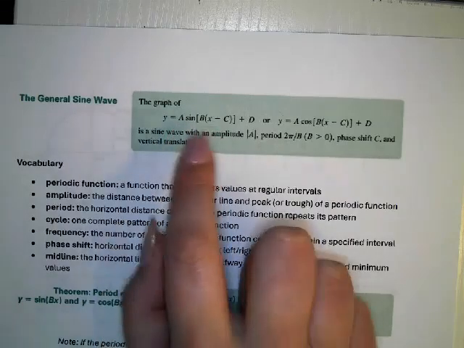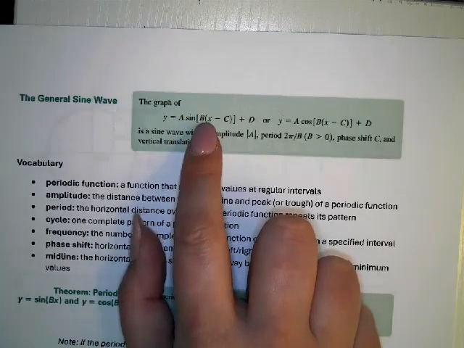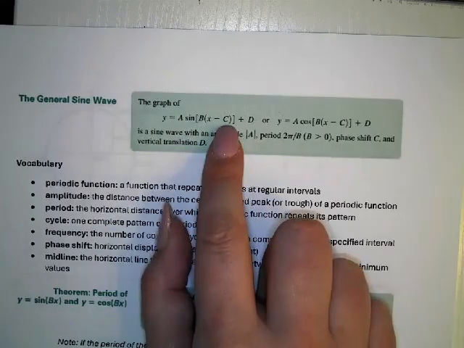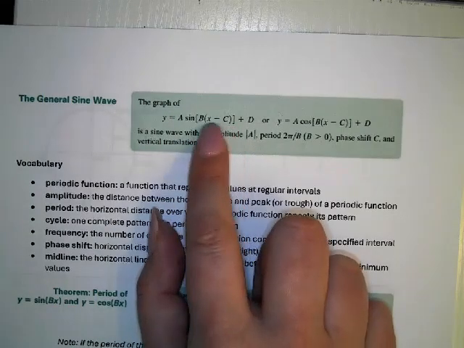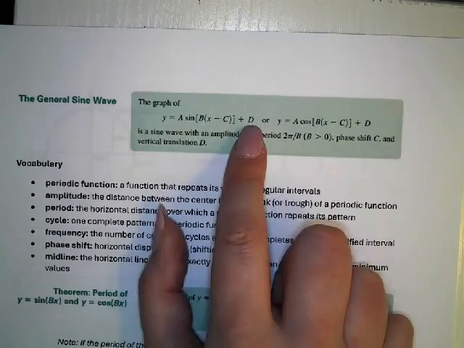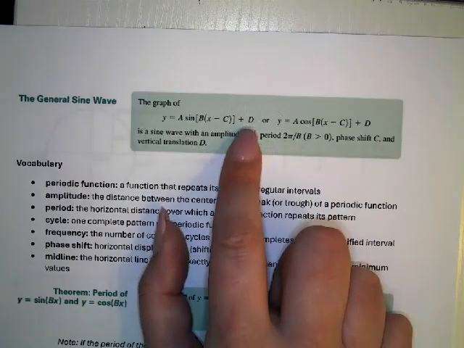B is a value that we haven't seen before. That's pretty specific to this unit. The C is kind of like the H value. This is what shifts the graph to the left or to the right. And then the D is kind of like the K that we've seen before. That's what shifts the graph up and down.